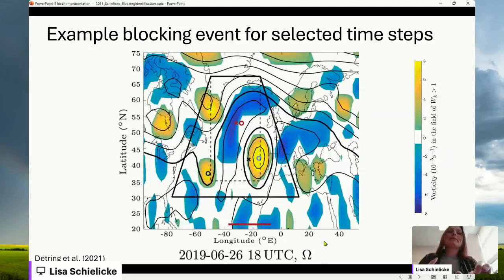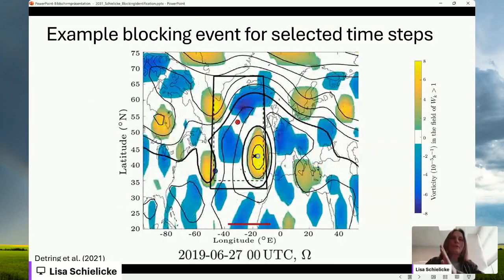And finally, the method then decides, based on this latitude down here where the 2 lows are, if this is an omega or a high over low block. And in this case, it decided it's an omega block, and that's why the trapezoidal shape is a solid line.